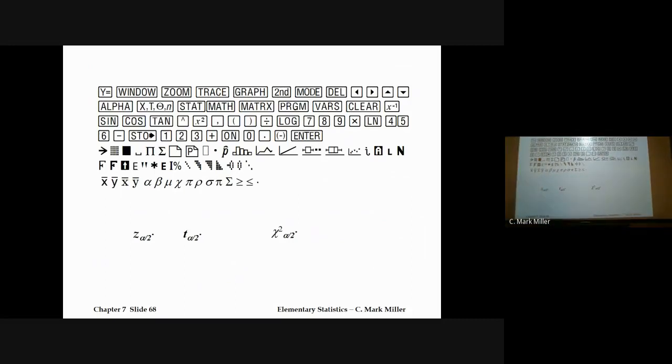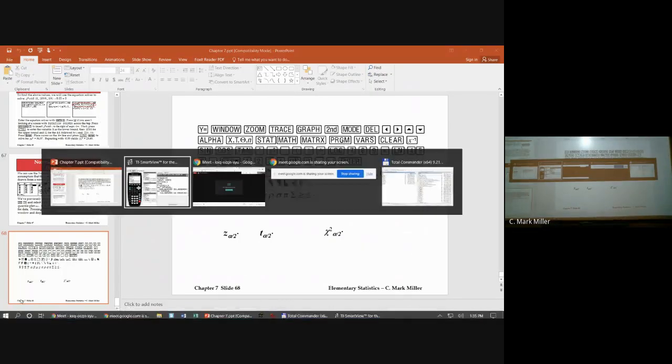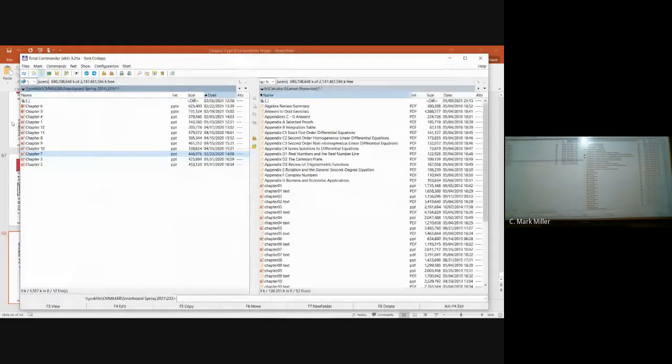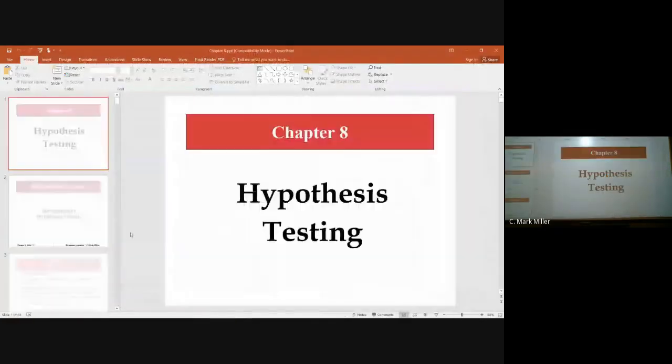It escaped me that we were so close to the end of chapter 7, I did not print out chapter 8 slides yet. So I'm going to go over here, and I'll at least introduce chapter 8.